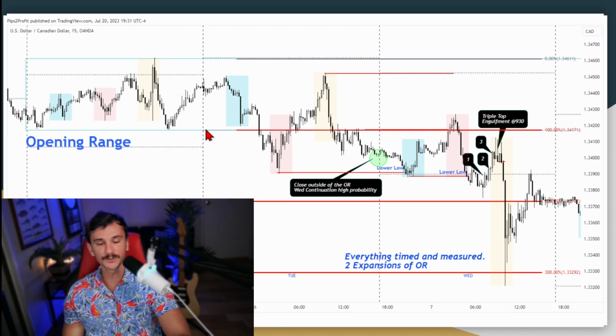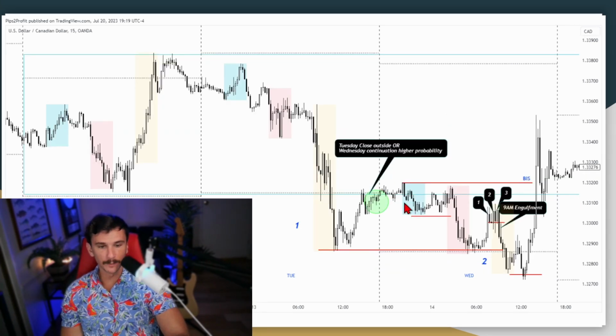A lot of times on a trend continuation style of day, I will use a measured move style of take profit where I will pull my 100% expansions of the opening range itself from here to here. And a lot of times you will find that those are really accurate. Everything in the market is measured and timed, and I have found that this opening range provides really great range expansion opportunities on the day itself.